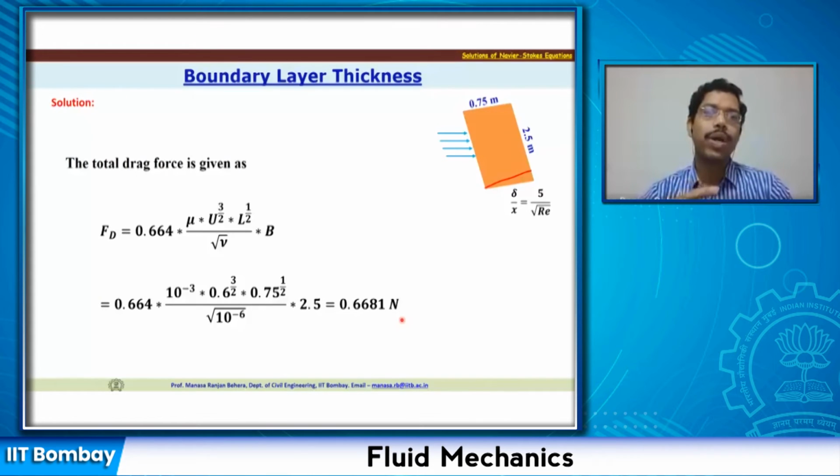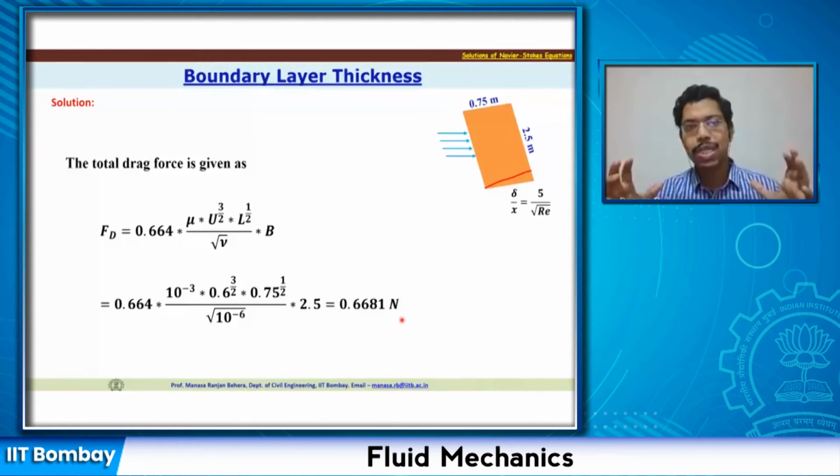So overall, what we understood is that the solutions for shear, drag and all these were arrived at based on some assumptions or approximations to the Navier-Stokes equations, and using these final expressions we can find the values of boundary layer thickness, the shear stress at the boundary, as well as the drag force acting on the surface.